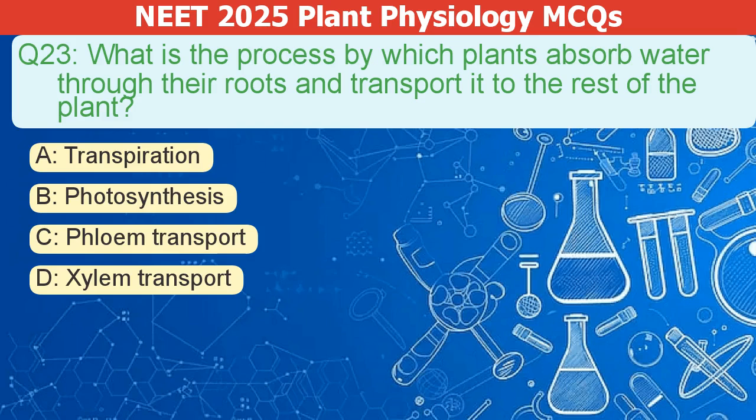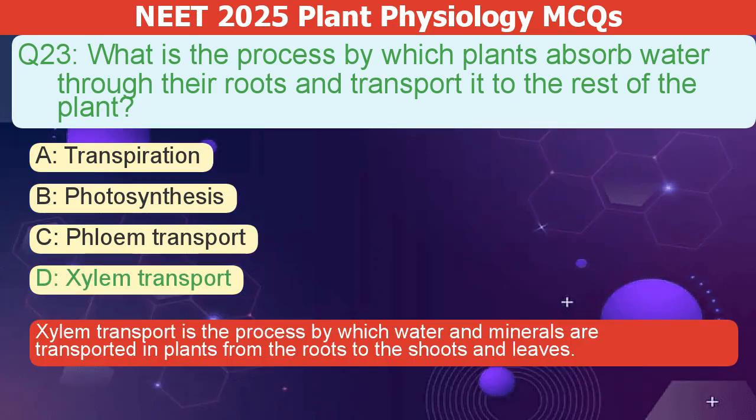What's the process plants use to absorb water through their roots and move it to the rest of the plant? A. Transpiration. B. Photosynthesis. C. Phloem transport. D. Xylem transport. The correct answer is D. Xylem transport is the process by which water and minerals are transported in plants from the roots to the shoots and leaves.